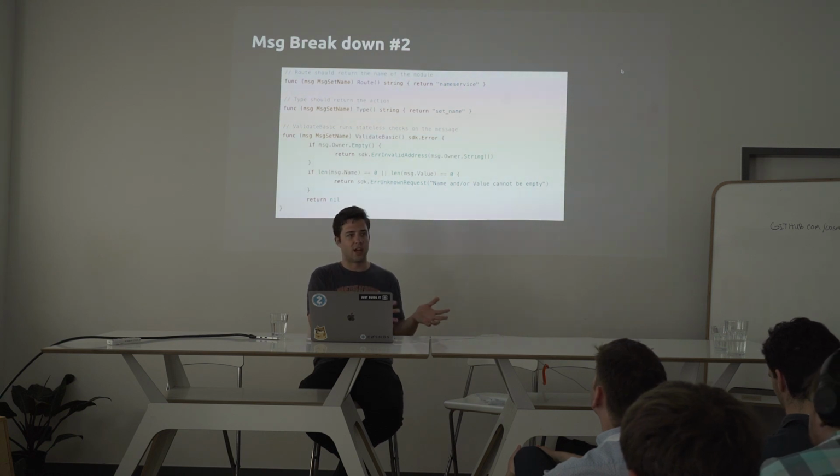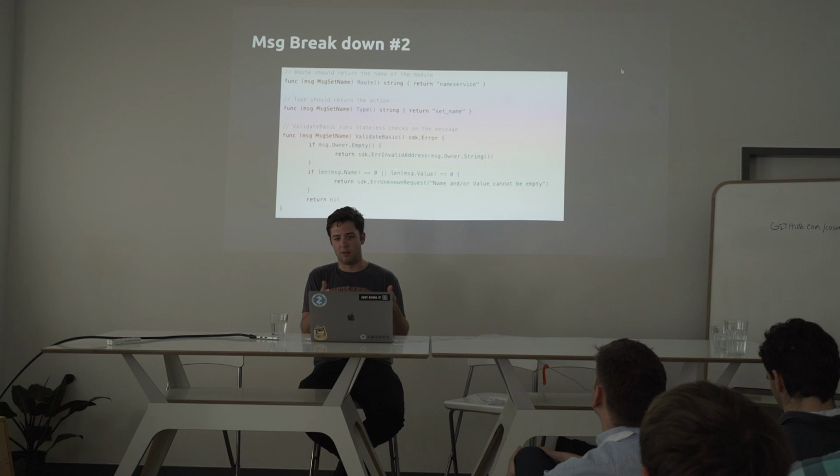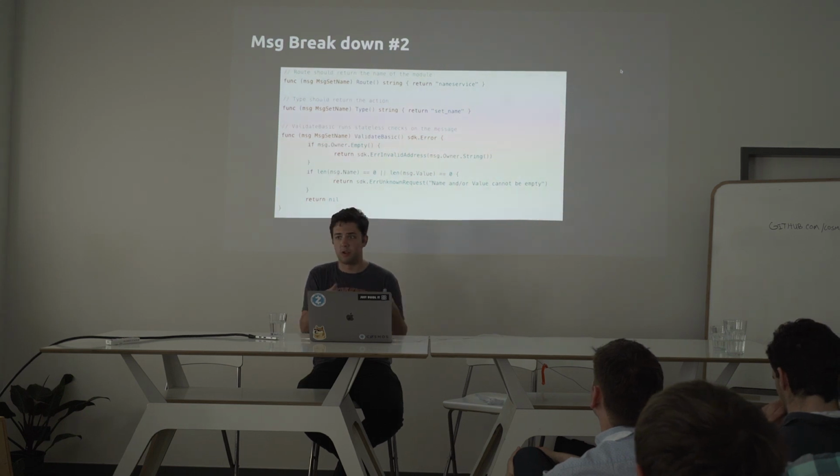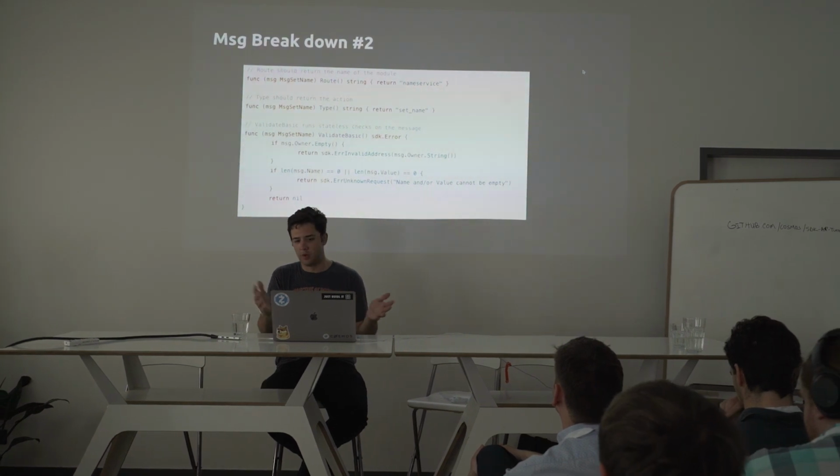So what are these stateless checks on the message's validity? If there's no owner in the message, i.e., how do you set the value of a name if we don't know who owns the name, then we're going to return an error. And the SDK does expose a number of convenience errors that display nicely in the output, and this is an example of one of them. And then also, if we're not passing in any name or value into this transaction, we can't set it either. So one thing you could do here is if you had a regex that the names needed to match, you could also check that regex here or do a number of different operations.